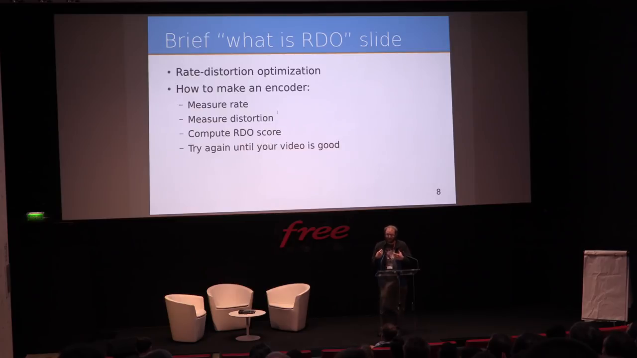I want to describe a little bit because of the terminology here. What is RDO? RDO is how you make it an encoder. It's a very simple process if you want to write a pretty basic video encoder. You basically have this loop where you try a bunch of stuff.